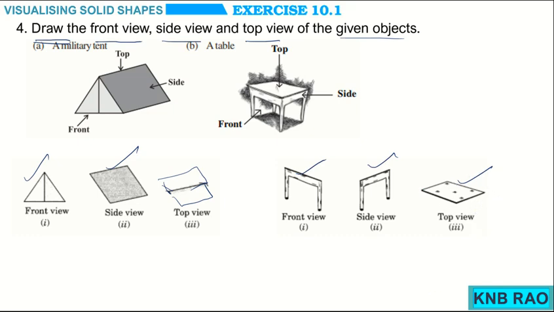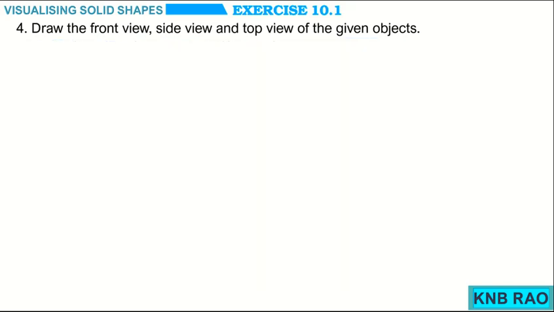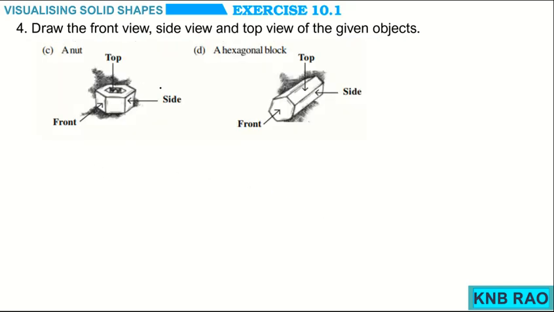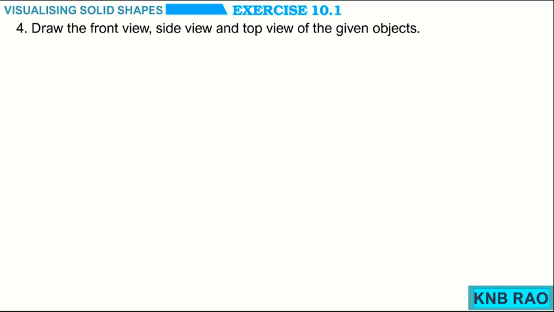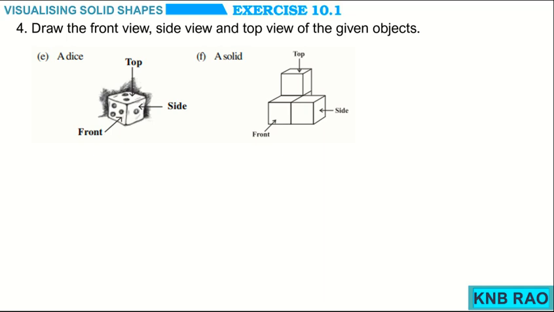Then sub questions C and D, weight, we have already plotted with the match the following. You can draw it, and hexagonal block, this you can do it. And sub questions E and F, a dice. Normally a dice contains 6 surfaces, and each surface has numbers. Here you can see the top view containing 2, front view containing 3, side view containing 1, same thing we will plot.